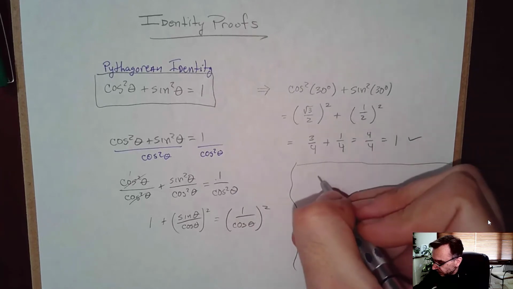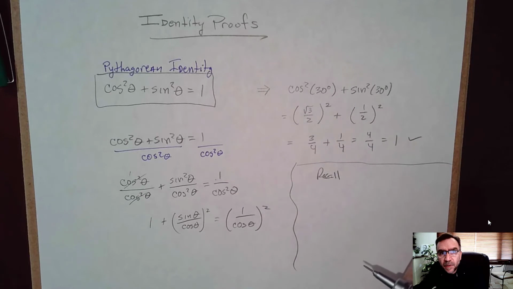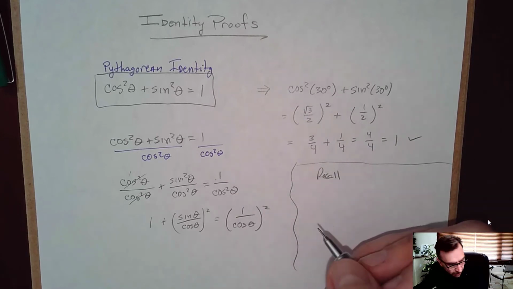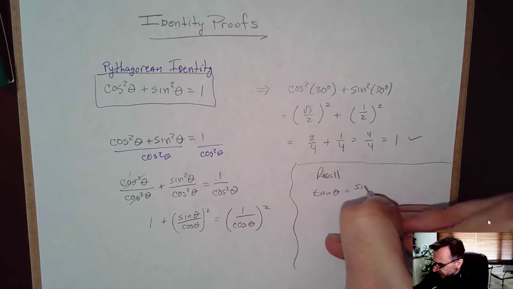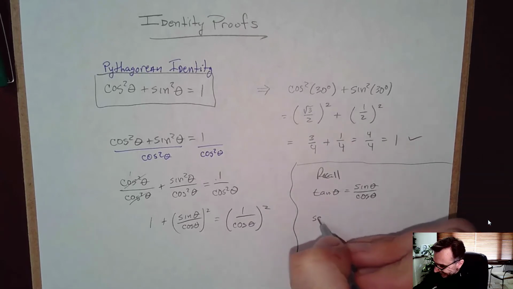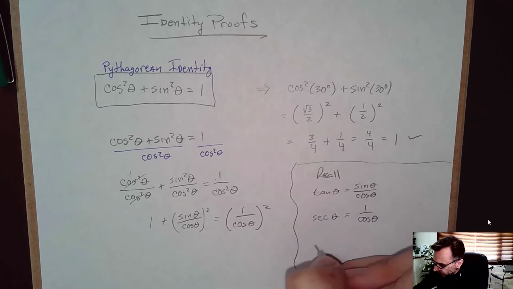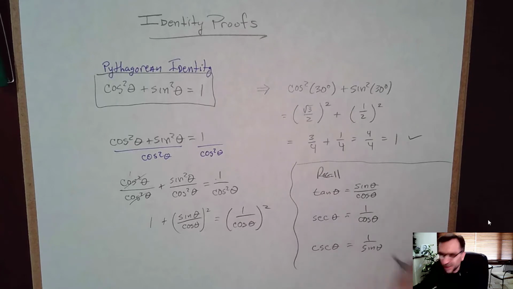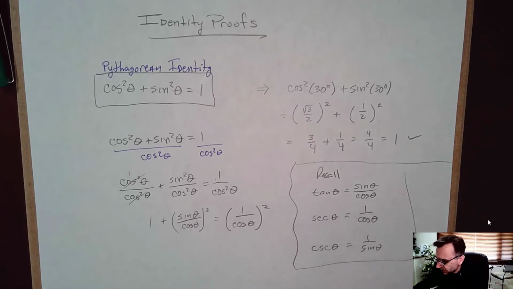Okay, now remember our basic identities, right? So we already know that tangent of theta is sine theta over cosine theta. Okay, you should memorize that. Secant theta is 1 over cosine theta, and cosecant of theta is 1 over sine theta, right? Those are our reciprocal identities that we had before. Okay, so I'm looking at this and I see sine over cosine now. Sine over cosine is really tangent.